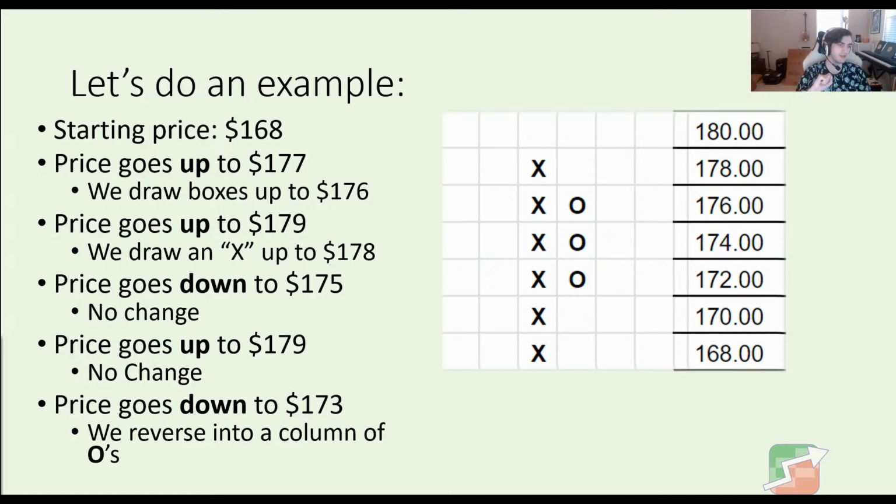Can anybody tell me, if this was now the chart, what price would we need to go up to in order to reverse back into a column of X's? So remember, we are now in a column of O's, and we need at least 3 boxes in the opposite direction to switch from O's back to X's. So what price would we have to get to in order for us to go back to a column of X's?